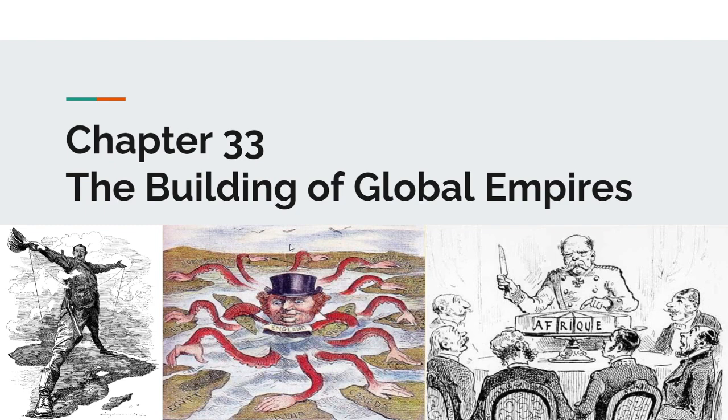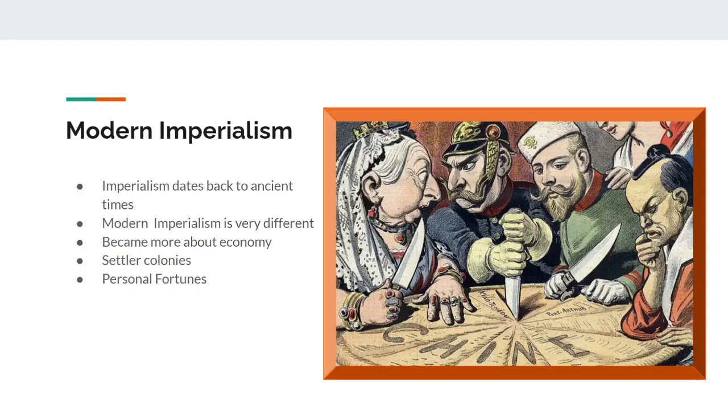Chapter 33: The Building of Global Empires, also known as Imperialism. Modern imperialism is very different from what has been going on since ancient times. In ancient times, it was more about little outposts here and there, or trying to have direct rule over another country in a different area. And modern imperialism is very different.